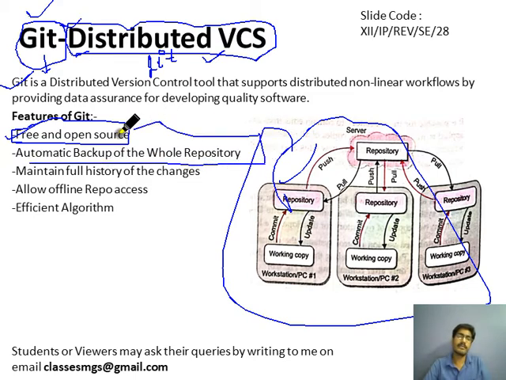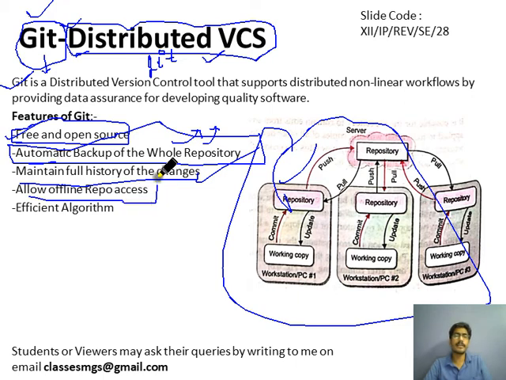Automatically it maintains the backup of the source code or changes done in the source code of the whole repository. You need not manually run a backup command. It will maintain the full history of the changes automatically. Whatever the developers change, it maintains the history of the changes automatically. And it allows offline repository access also because it has the local repository. That's why, if you are not connected to the internet, you can still have the features of the version control system. And once you are connected to the internet, you can make a push request to push onto the global repository that is on the internet.